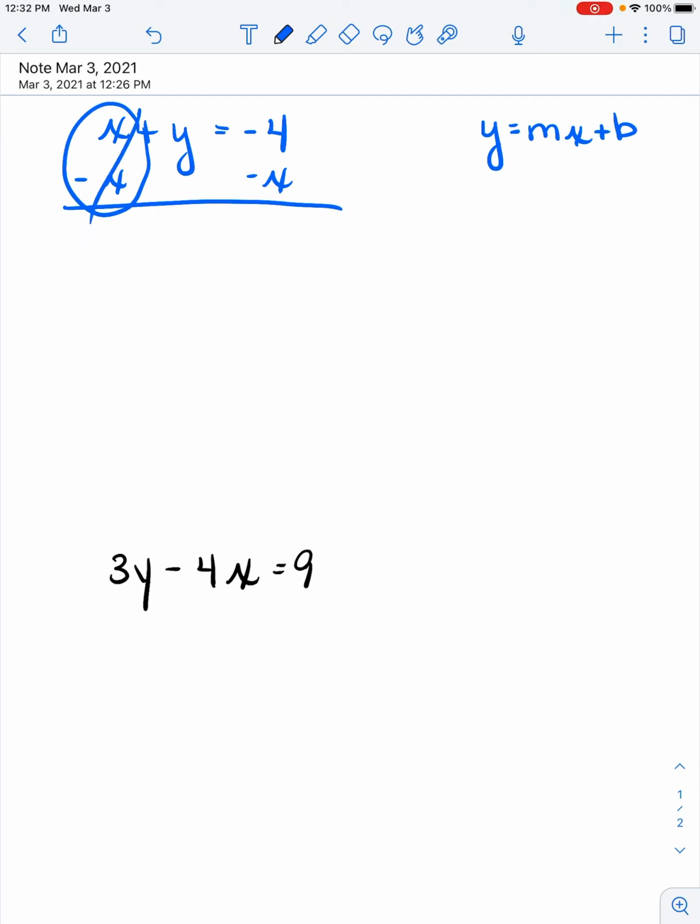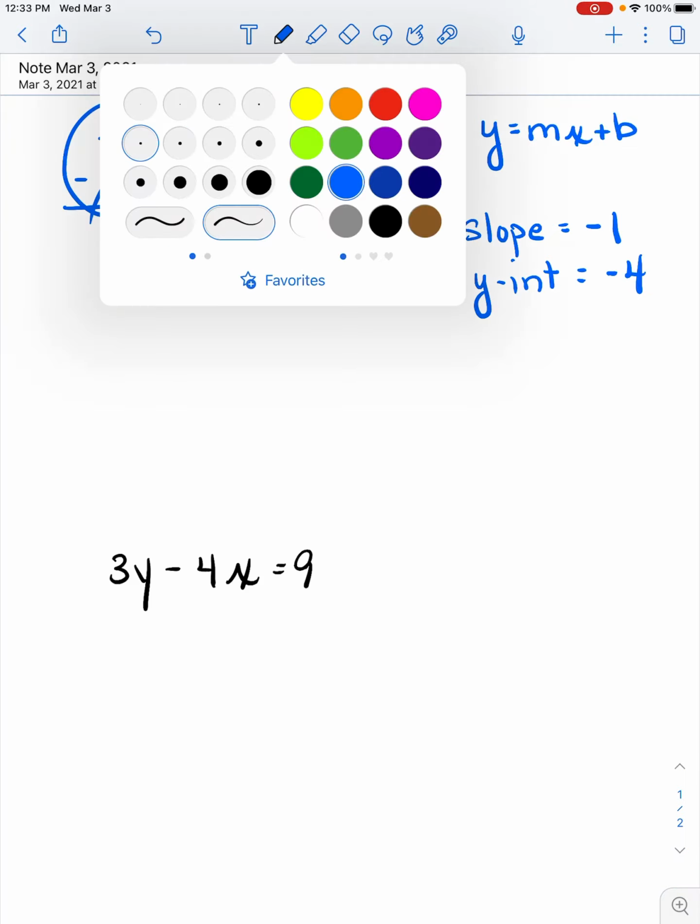Cancels out. And we end up with y equals -x minus 4. And here we have slope-intercept format, and we have the slope is going to be equal to -1, because remember, if we just have a negative sign in front of the variable, that 1 is invisible, but it is there. And the y-intercept is going to be -4. So that's a simple one.